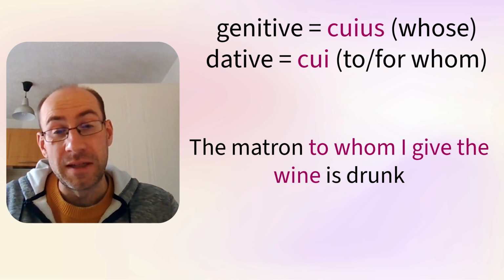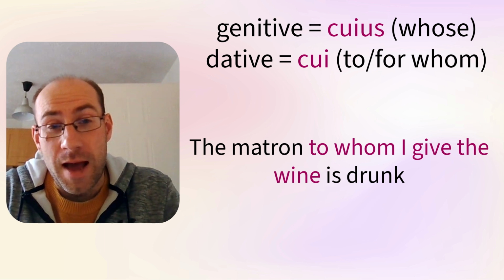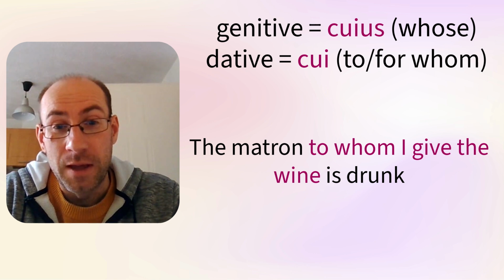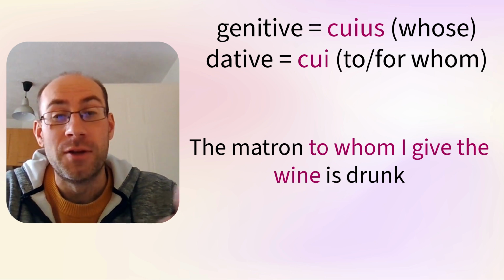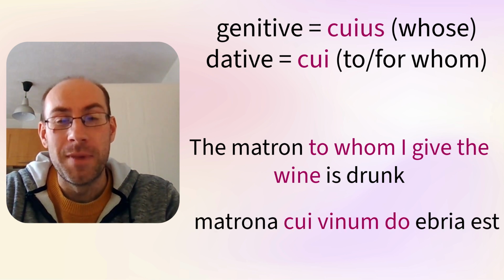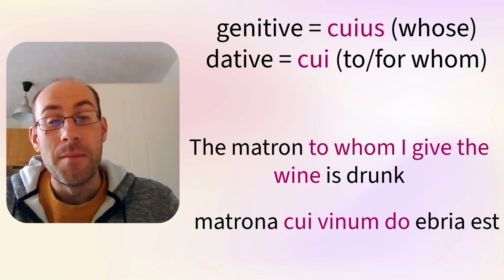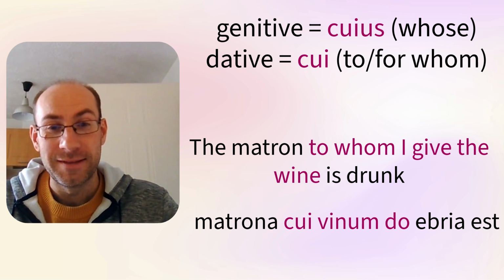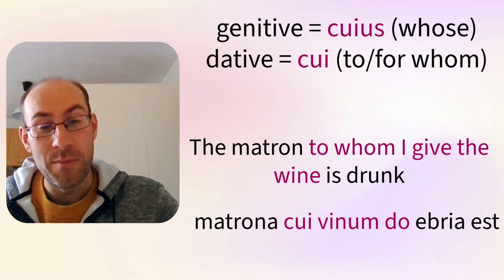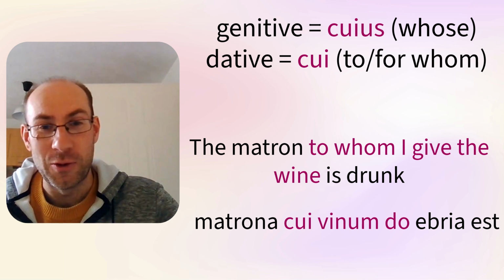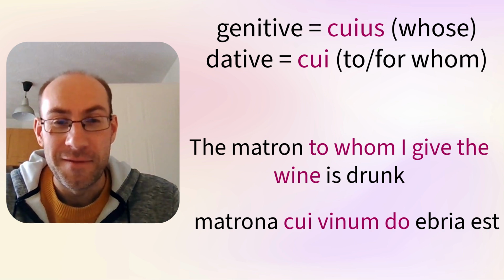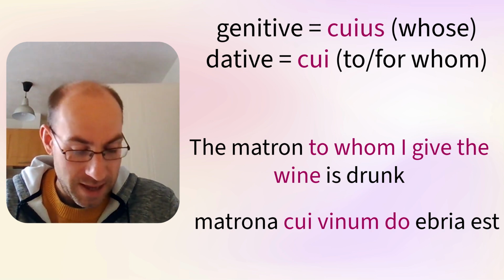We further limit the noun: to whom I give the wine. Cui, C-U-I, cui. Vinum, neuter noun, do. Cui, ego, vinum do. Matrona ebria est, main clause. Matrona, cui, to whom. Vinum do. To whom I give wine. Ebria est. You continue the main clause. Alright, so cui for a man, cui for a woman, cui for something neuter, to or for whom.